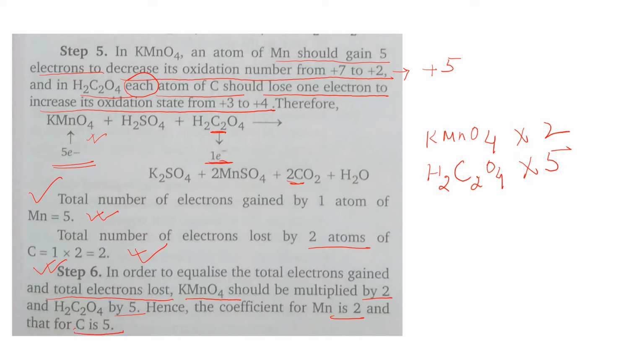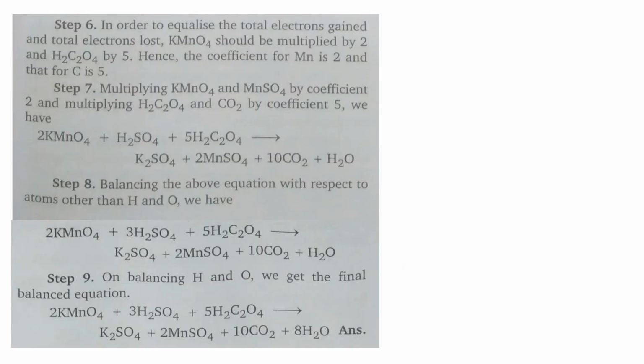What is said in step number 6? Please go back to the previous slide and see what step number 6 is saying. Step number 6 is saying, find the suitable coefficients to balance the electrons gained by the oxidizing agent with those lost by the reducing agent. Okay. Next, step number 7. This step number 6 we already have done in the last slide, so already we have discussed it.